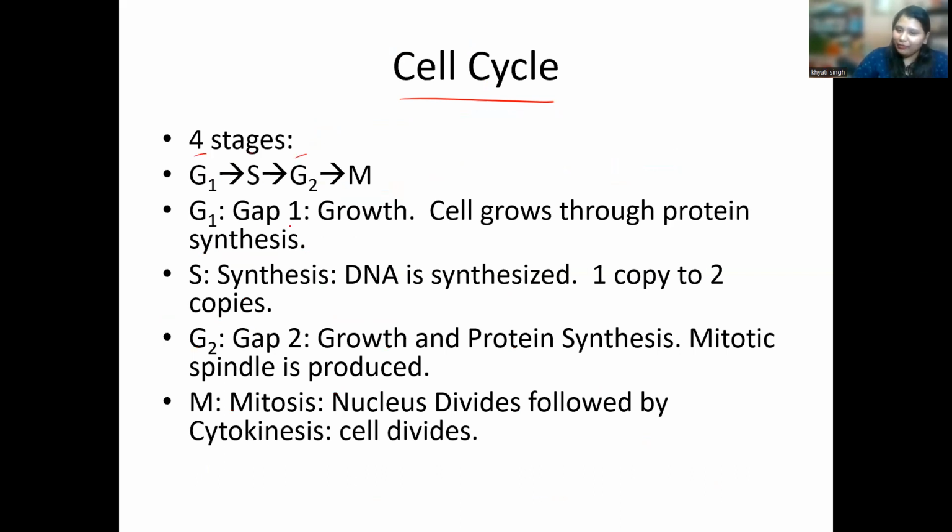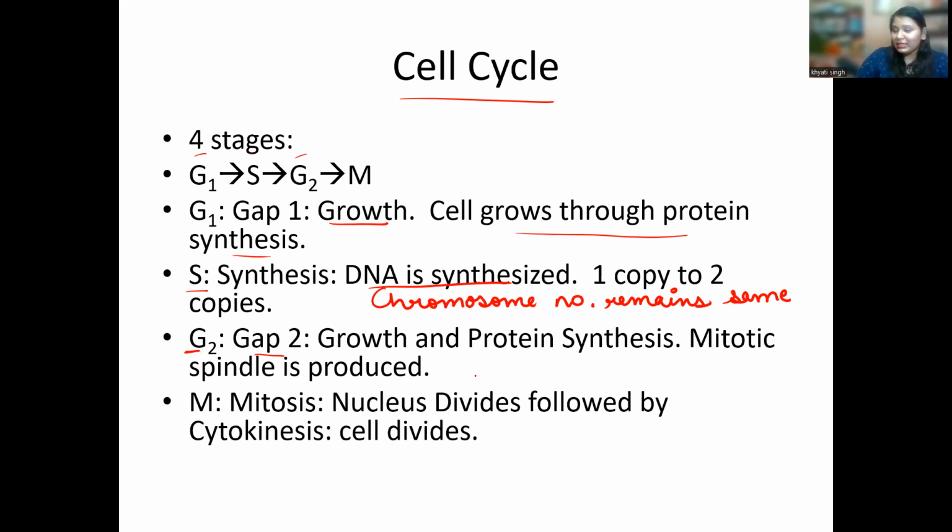What happens in gap1 phase? Growth. The cell is going to grow through protein synthesis, and the cytoplasm is going to become thick. Okay, then comes S phase, that is synthesis phase, in which DNA's amount is going to get double. Getting me? But the chromosome number remains same. You can write chromosome number remains same.